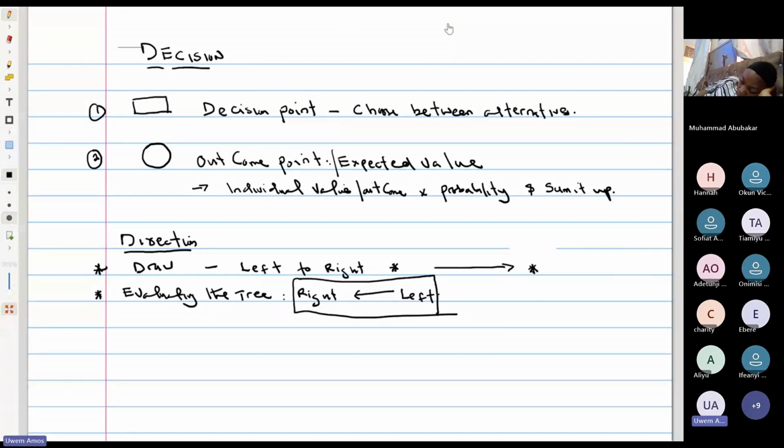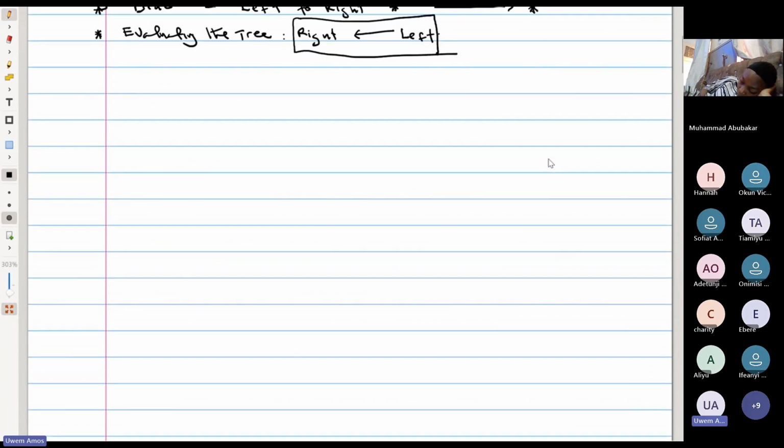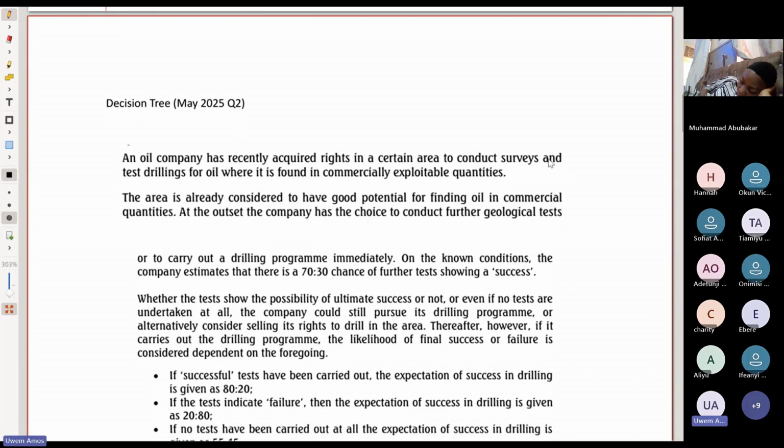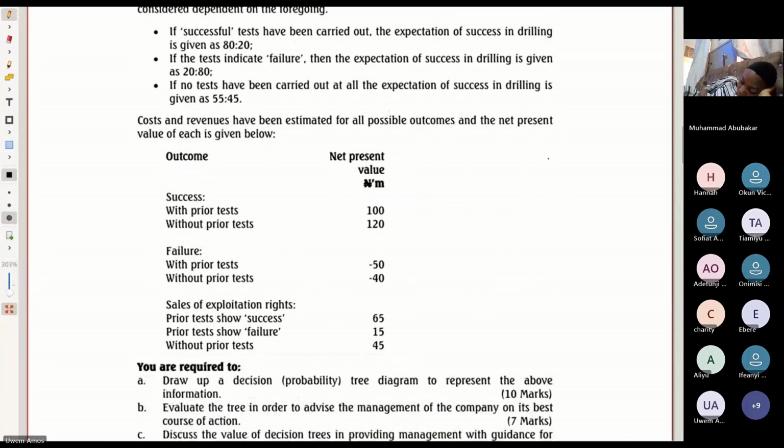Okay, so let's get right into it. Is there any question, you guys? Is there any question on the items you should know on decision tree? Maybe I should start with that. Okay, let's get right to our question, and if there are any questions at that point, we would take it. All right, so let's get right back to our question. So this is May 2025, question 2.